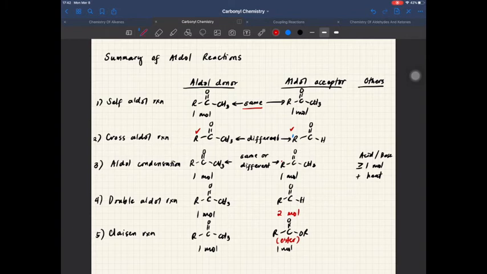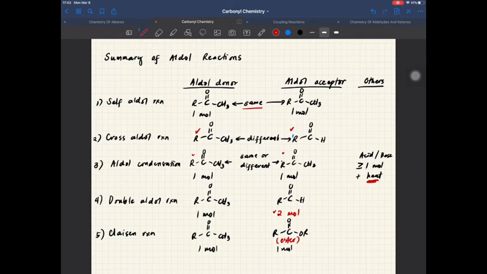In aldol condensation reaction, we can have the same or different aldol donor and acceptor, but remember that we use heat here to induce E1CB elimination. The fourth one is the double aldol reaction, in which 2 moles of aldol acceptor are added, and the aldol donor has two nucleophilic sites, so it can undergo enolization two times. So it means that we have to add 2 moles of base as well.